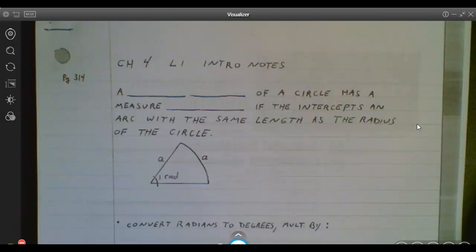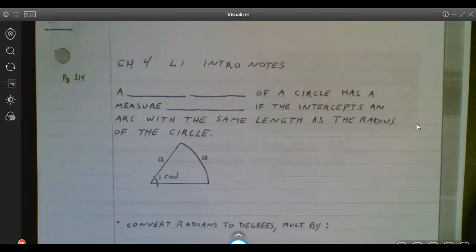If this whole thing was a circle and this was the center of the circle, that would make this line right here the radius, right? Well, as the radius begins to travel counterclockwise this way around the circle, at some point this arc is going to become the exact same length as the radius of the circle. And when that happens, if you stop moving, then the measure of that angle is considered 1 radian.